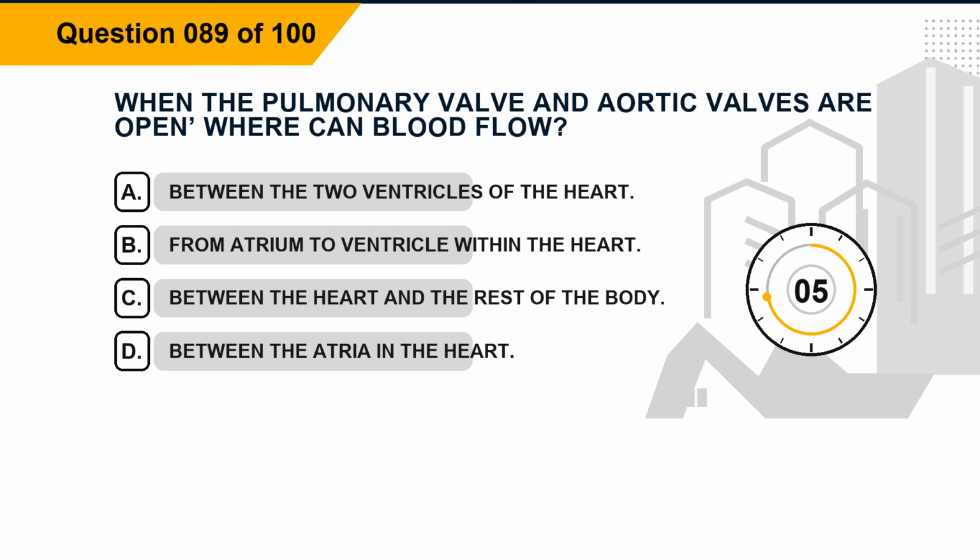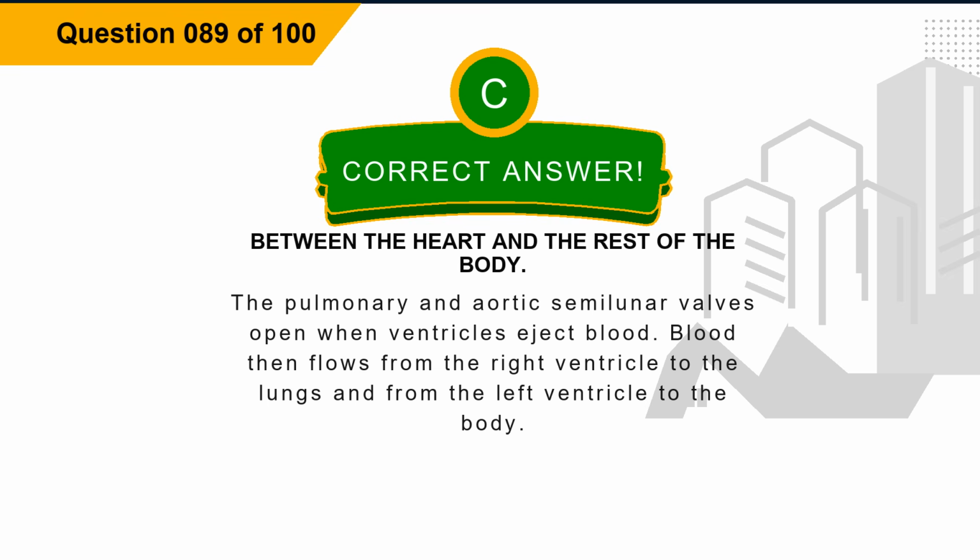Option C, between the heart and the rest of the body. Option D, between the atria and the heart. The correct answer is option C, between the heart and the rest of the body. Explanation. The pulmonary and aortic semilunar valves open when ventricles eject blood. Blood then flows from the right ventricle to the lungs and from the left ventricle to the body.